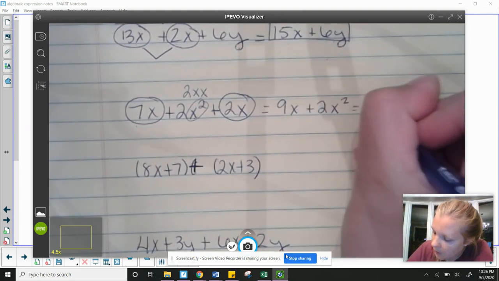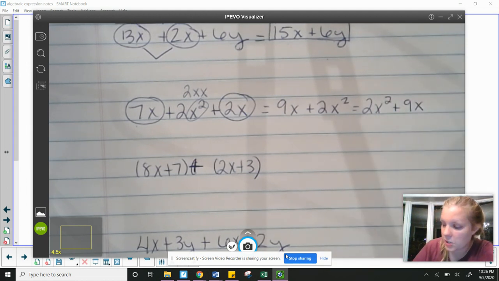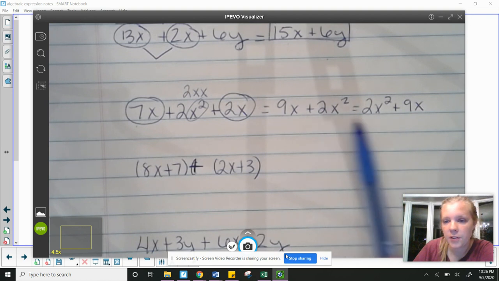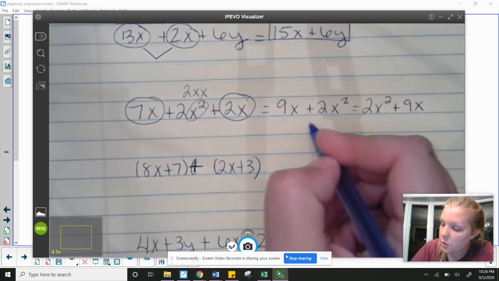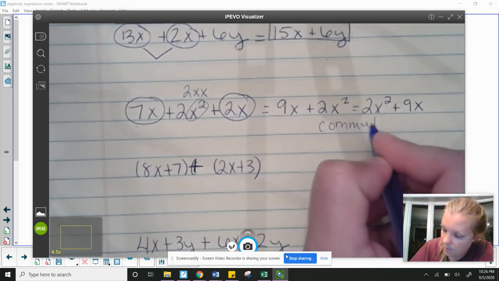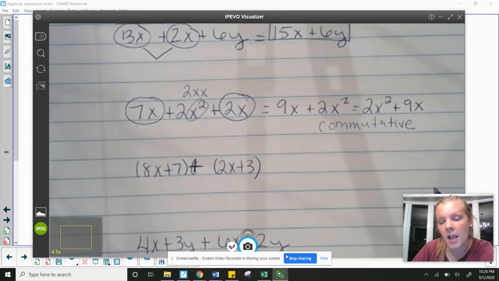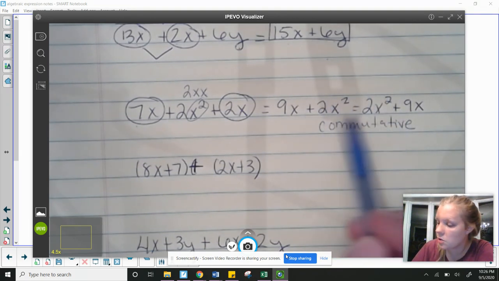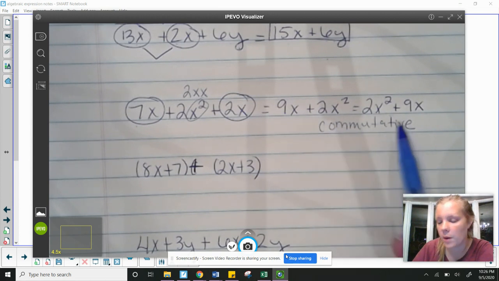We can also rewrite this, and we can really rewrite many algebraic expressions by changing the order. These two are exactly the same. The commutative property of addition says I can switch the order and it doesn't change the answer. So these two are the same. You could represent this algebraic expression either way.